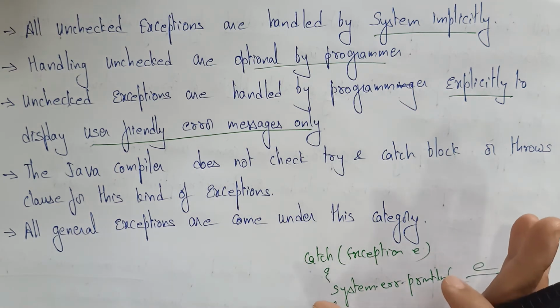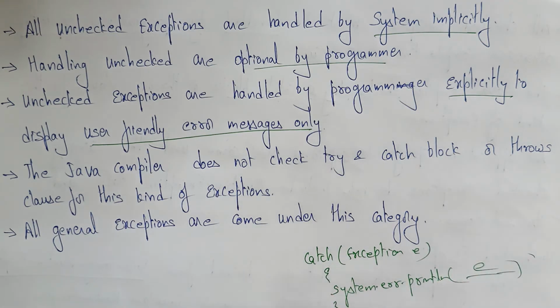Suppose you are going to the ATM center and you try to insert the card and it shows a message, the system is temporarily out of service. That is an exception, and it is handled by the programmer explicitly by throwing an exception. Because it is a friendly message, it says the system is out of service.